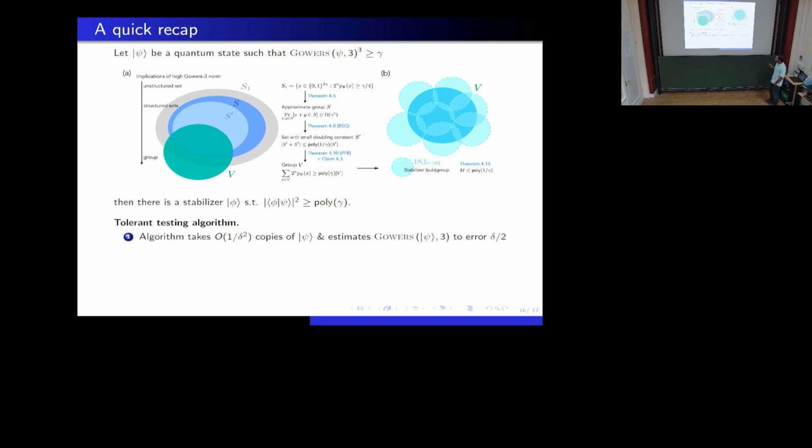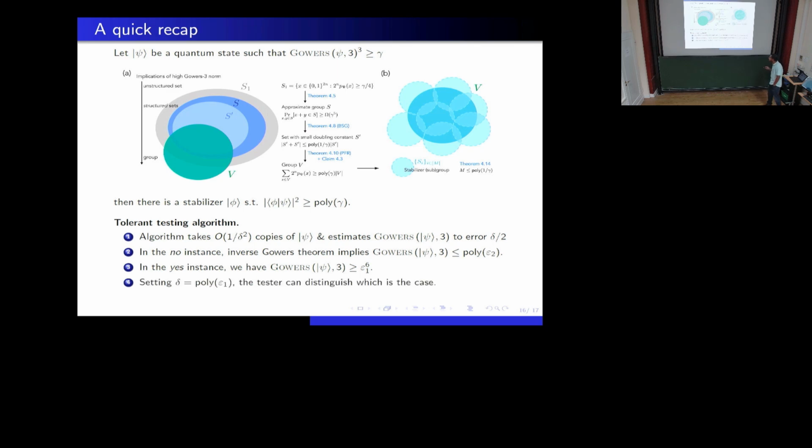And at this point, I think the tolerant testing algorithm is pretty simple. Just take copies of the state, estimate the Gauss norm. In the no instance, you have this inverse Gauss norm. In the yes instance, we use a previous result of G and W that says that Gauss norm is at least epsilon 1 to the 6. And this is where you get the 6 factor, but yeah, I'm not sure what to do about that. And if you just pick the tolerance of your estimator to be the difference between poly of epsilon 2 and poly of epsilon 1, you get a distinguisher for this. And estimating the Gauss norm on a quantum computer just requires n many gates. It's pretty simple. Yeah, I think that's it.